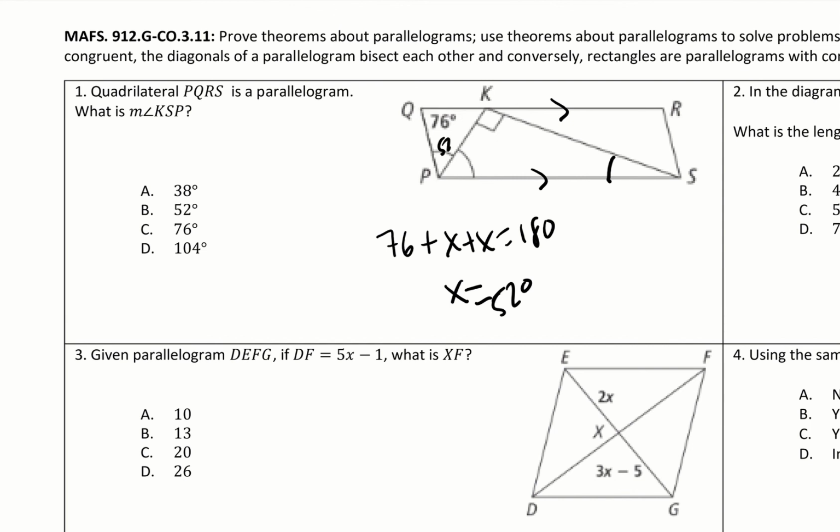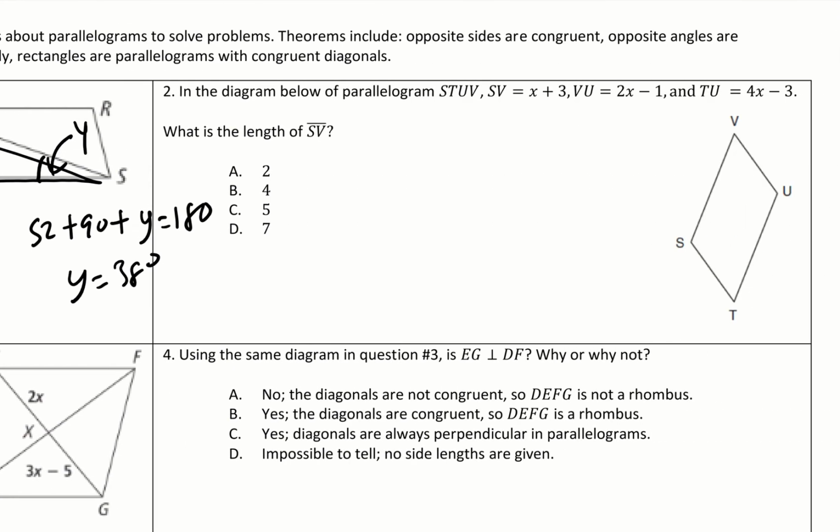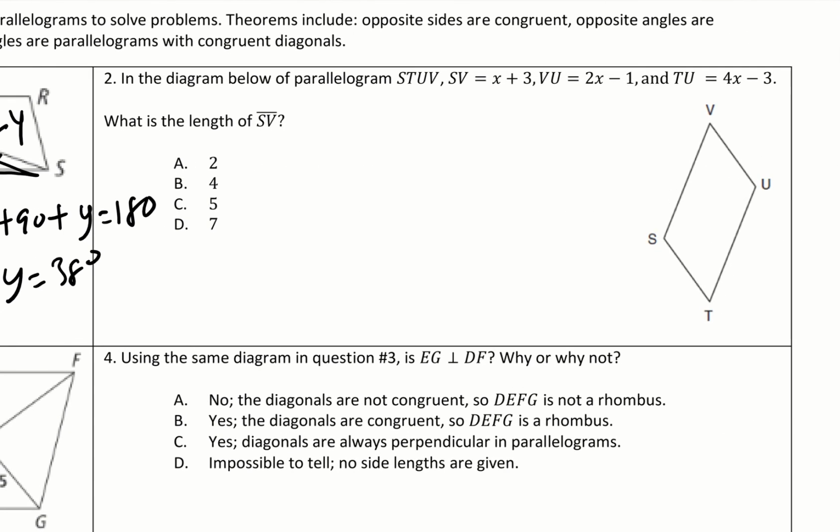I'm just going to save some time here. And since we know that this is a right triangle, that adds up to 180, I can find it. So 52 plus that 90 plus, we'll call this Y, has to add up to 180. And if I solve that, I get that Y, or angle KSP, is 38 degrees. And there you go. Just solving that a little quickly so we can get through the problems here.